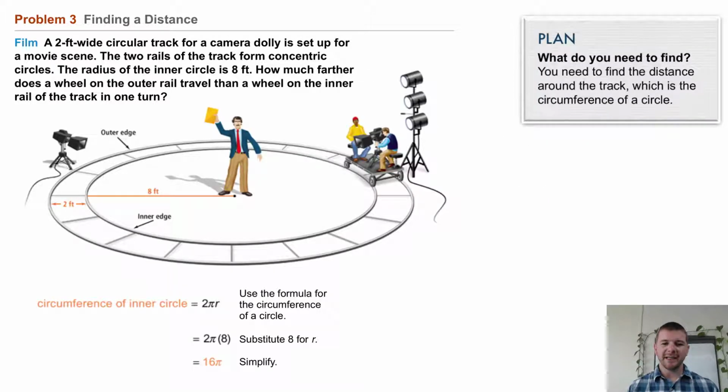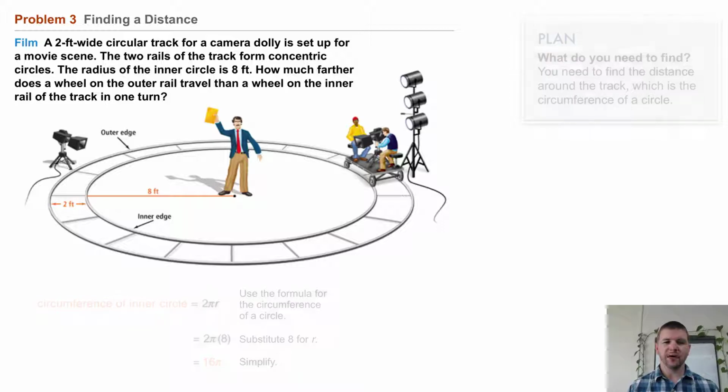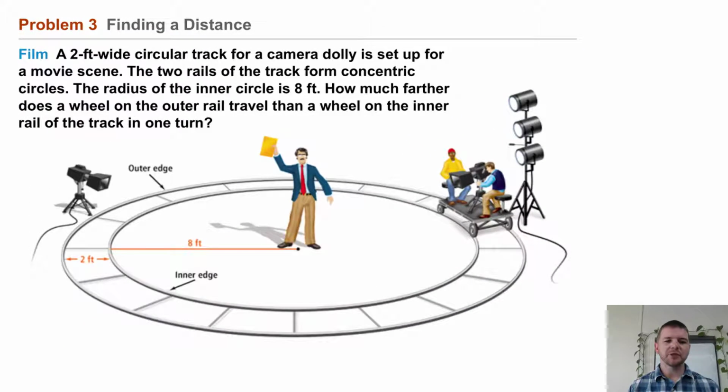Problem 3, finding a distance. This one's with regard to film. A 2-foot wide circular track for a camera dolly is set up for a movie scene. The two rails of the track form concentric circles. The radius of the inner circle is 8 feet. How much farther does a wheel on the outer rail travel than a wheel on the inner rail of the track in one turn? Well, note the diagram.